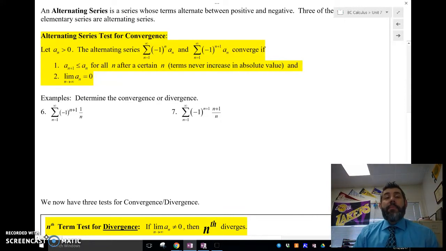We're talking about the alternating series, and there's actually a special test for alternating series to see if an alternating series converges. An alternating series is any series that basically alternates from positive to negative. Three of the elementary series are in fact alternating. So let's take a look at the alternating series test for convergence.